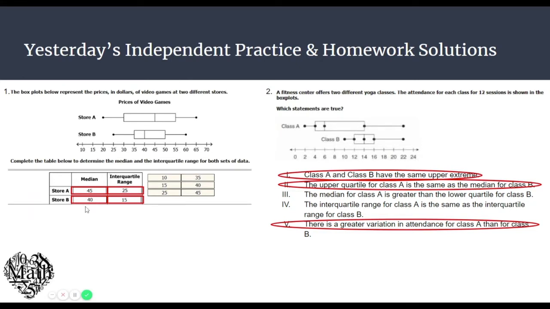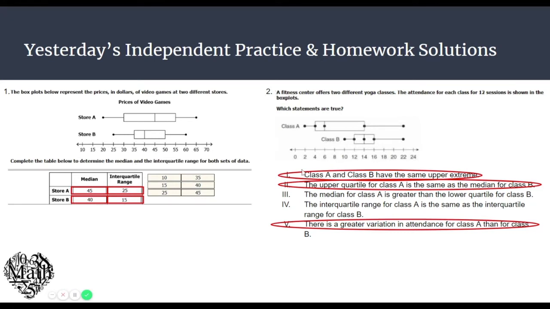And then store B, the median, is the line in the box, which is 40. And then the interquartile range, again, we're going to subtract quartile 3 minus quartile 1. So 50 minus 35 is 15.